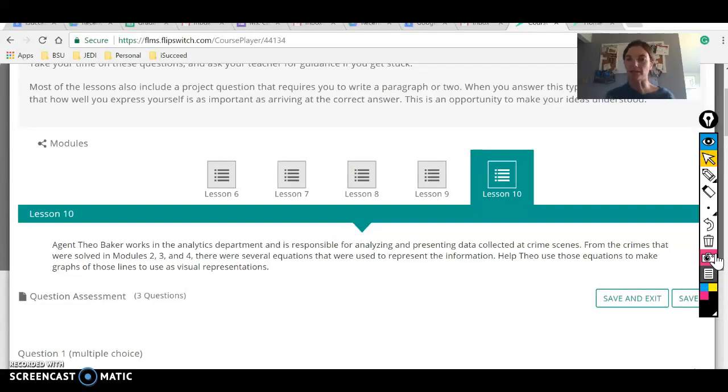We are now on lesson 10, which is the last lesson for project 2, and this should be pretty short and sweet. So let's go ahead and get started.